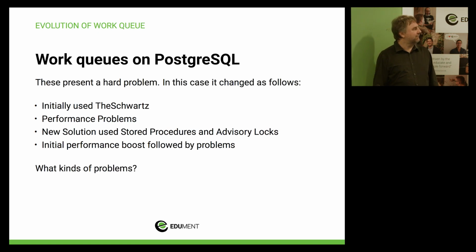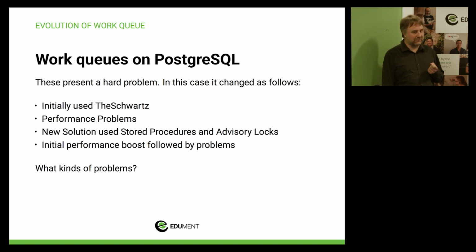Onto the major problems that we faced. The first one is work queues. So we pipeline all this data, we process it from one stage to another, and we store the jobs in a table. Initially, we used a Perl module called the Schwartz. It's on CPAN. It's a fairly simple module. It's designed to be robust and reliable at the expense of performance.